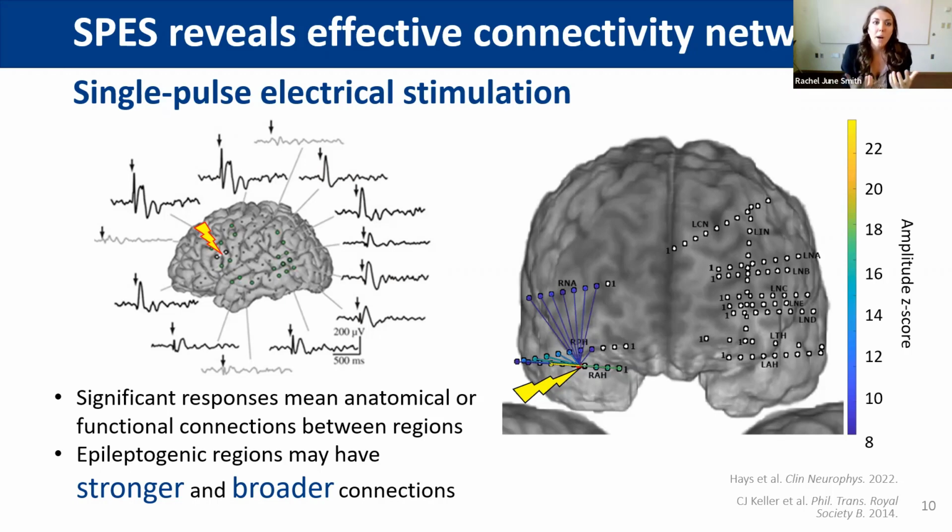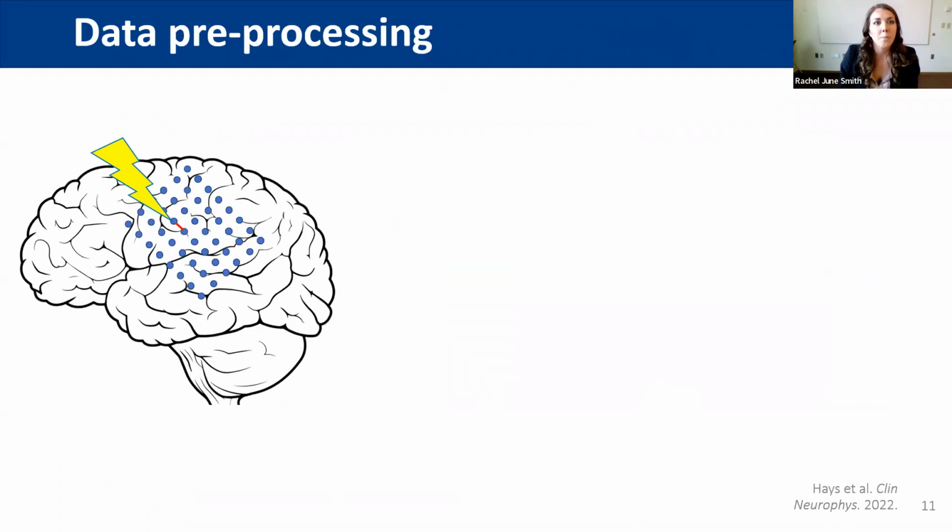And we have this hypothesis, which in general has been shown in the SPES literature, that when you stimulate or measure from epileptogenic regions, you can usually see a higher amplitude response, meaning that there's hyperconnectivity or hyperexcitability of the cortex in epileptogenic regions. So we know that SPES is going to have some implications for highlighting regions of seizure onset, or these epileptogenic regions.